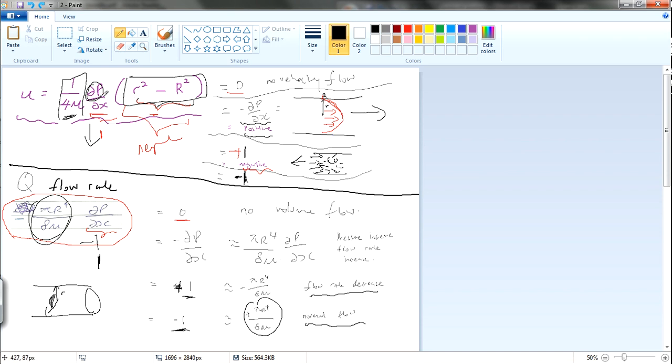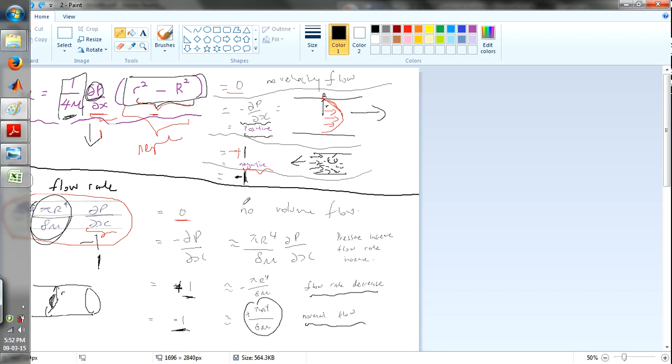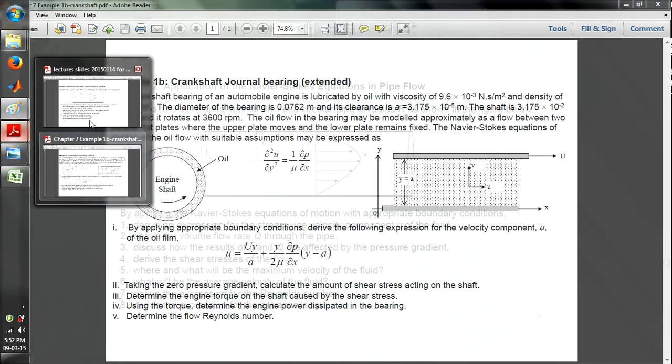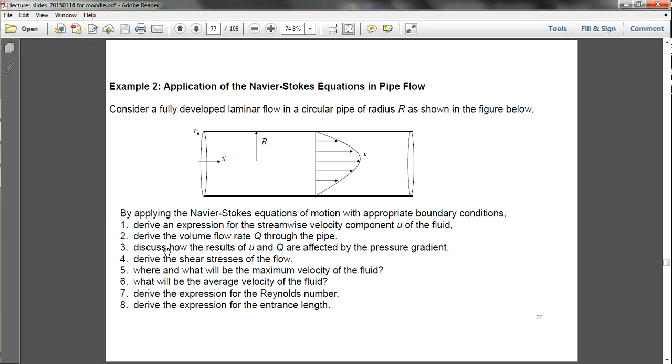So if the pressure gradient is 1, you are fine. I hope I gave you a very good introduction to the answer of this one: discuss how the results of U and Q are affected by the pressure gradient.